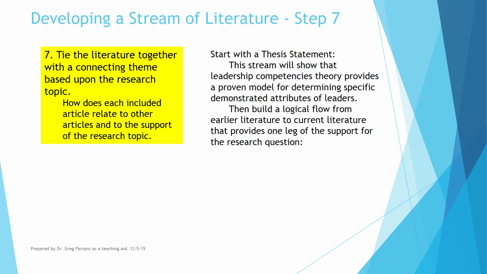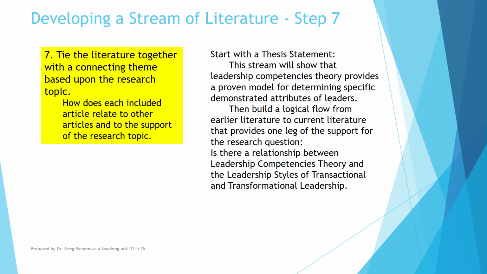Now you're going to use the literature that you've selected to build a logical flow from earlier literature, back with the Stogdill and White and those people, to the current literature that provides a logical supporting leg for your research question. The other leg is going to, of course, come from leadership style theory, so you're going to have to develop another literature stream from that. But this supplies one leg that says this is a valid area of research. It's been established. It's been validated. There are instruments to use that can test this. So this is a good, solid place to work. And you've narrowed it down far enough that you can actually see what your research questions and what your topic are going to be. So that's the way that it works. Those are the steps that you need to go through.